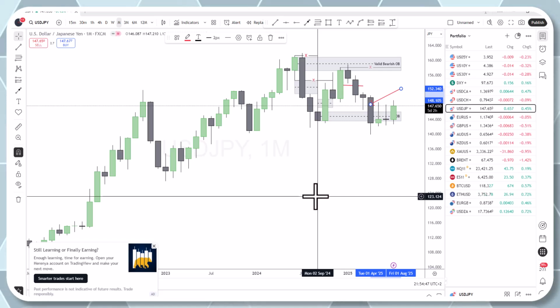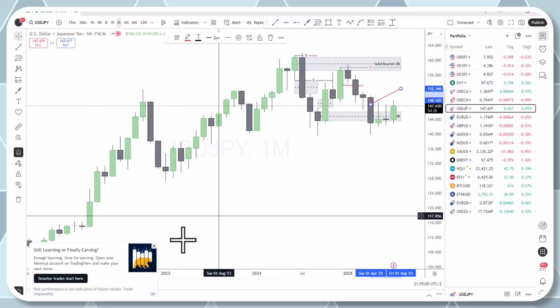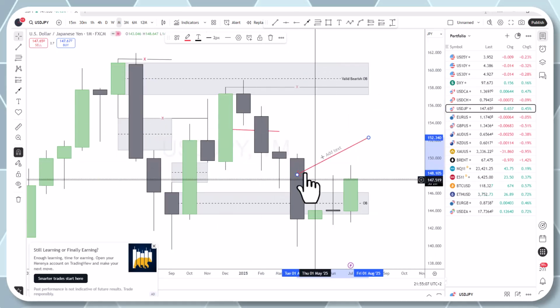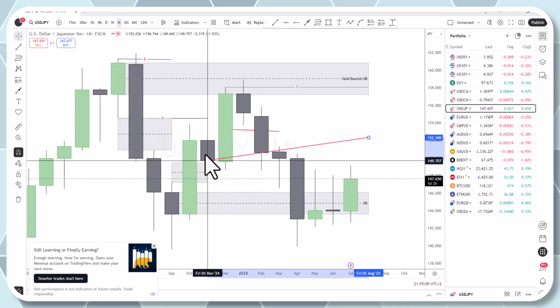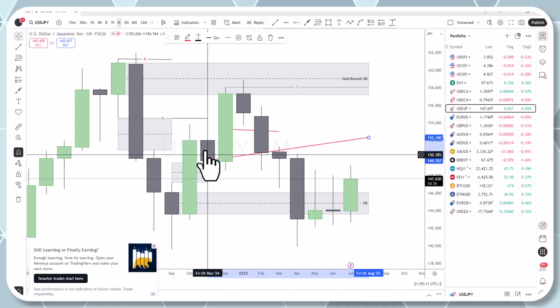If you don't see that, then it becomes an invalid OB, or an OB that's going to offer you less probability, right? So an OB with no break of structure becomes a less probability OB. If you look at UJ here, we've got one right there, right? That's a bullish OB with no break of structure.